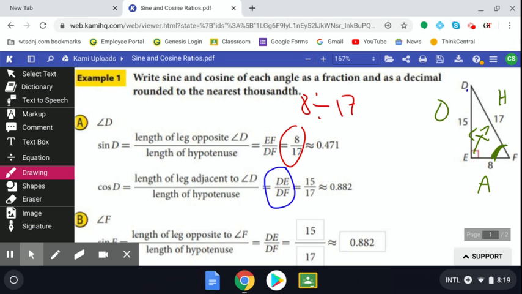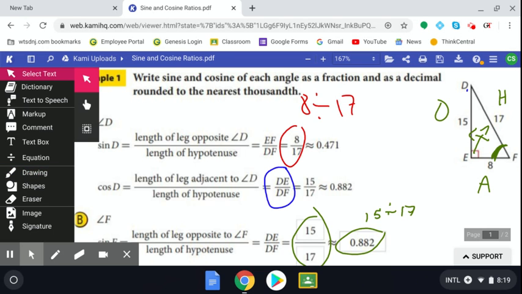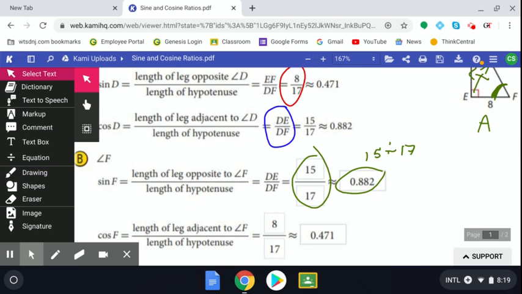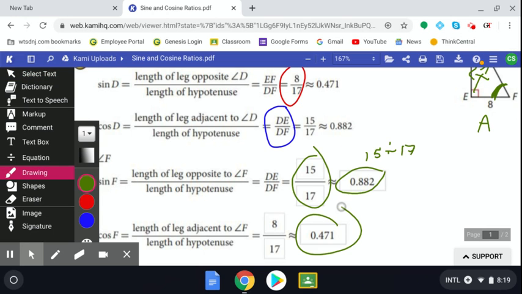So sine of angle F would be equal to 15 over 17, because the side opposite to angle F is 15 units, hypotenuse 17. If you enter on the calculator, once again, 15 divided by 17, you're going to get this decimal over here, okay? And as far as cosine goes, cosine of angle F should be equal to the adjacent side, which is 8, over the hypotenuse, which is 17. And then you can also enter that on the calculator and get your decimal, which should be this one. Okay, so that's pretty straightforward.